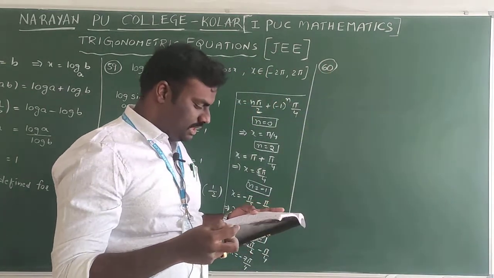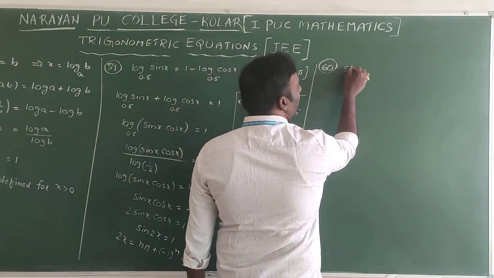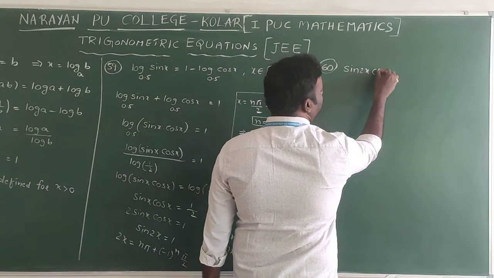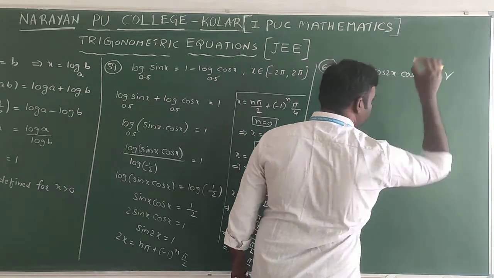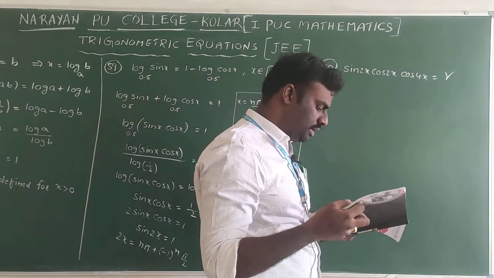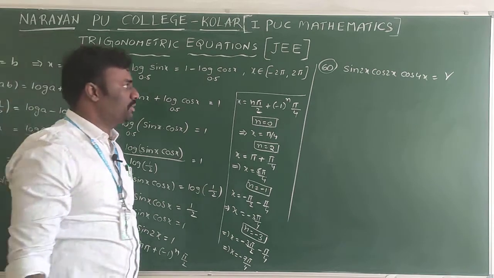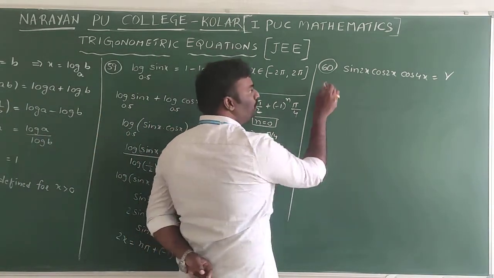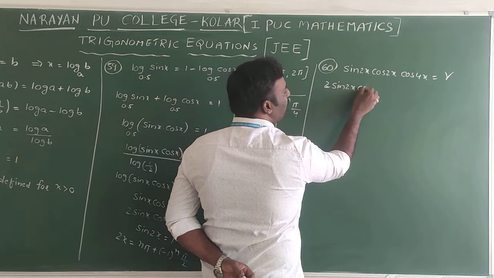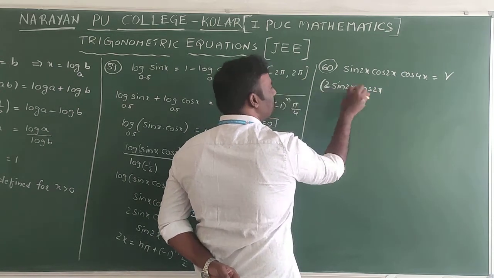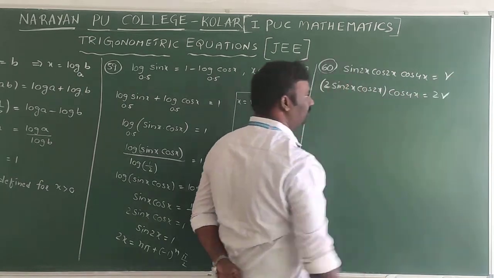In question number 60, they have given sin 2x, cos 2x, cos 4x is equal to gamma has a solution. Then gamma lies in which interval? Simple question. Multiply both sides by 2. You can write 2 sin 2x cos 2x into cos 4x is equal to 2 gamma.